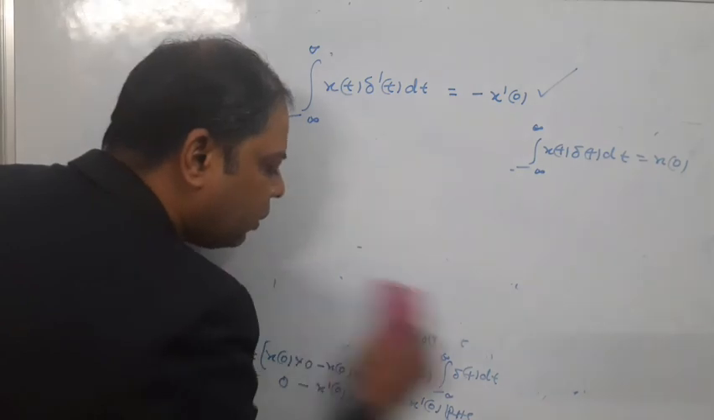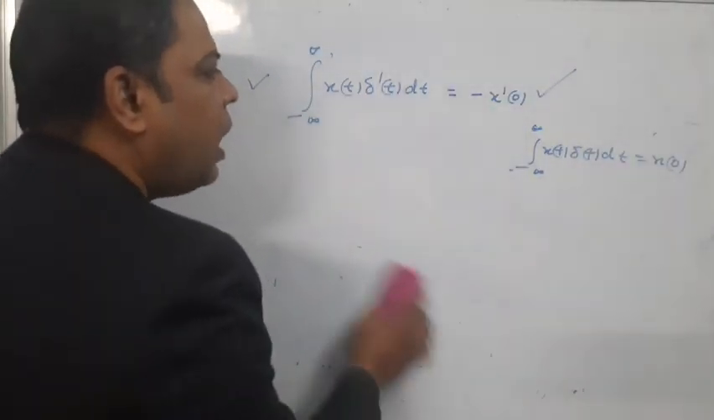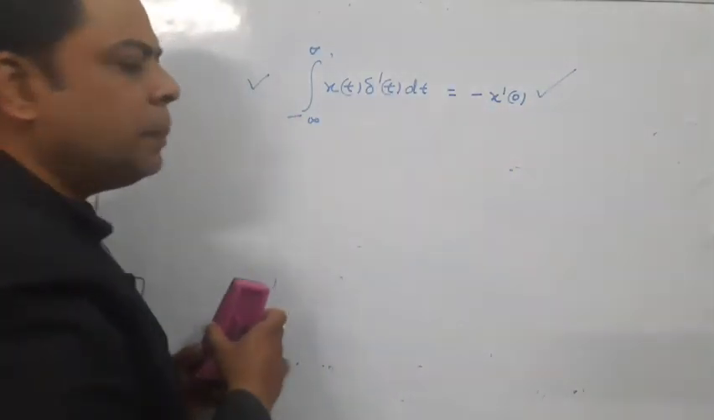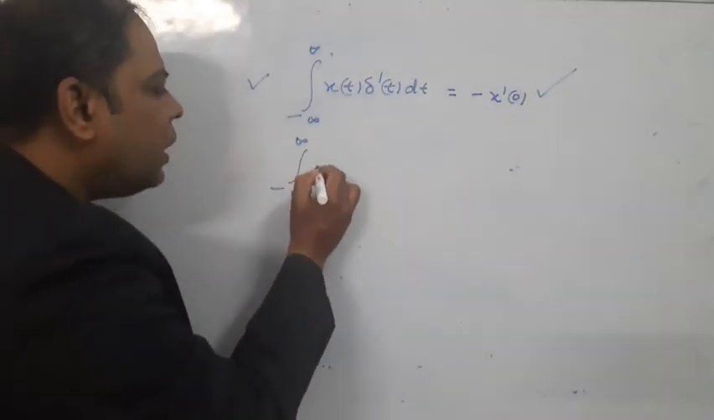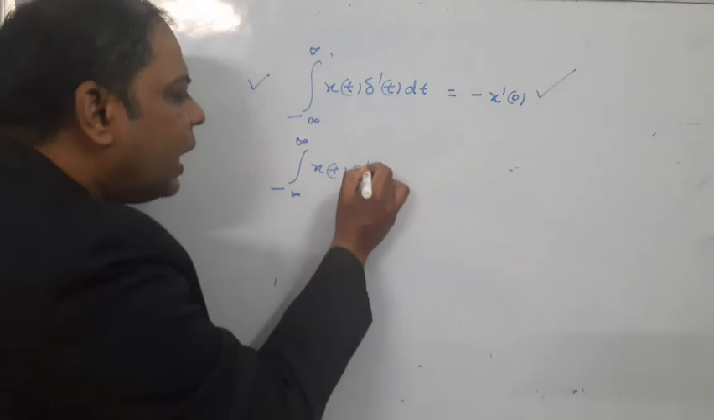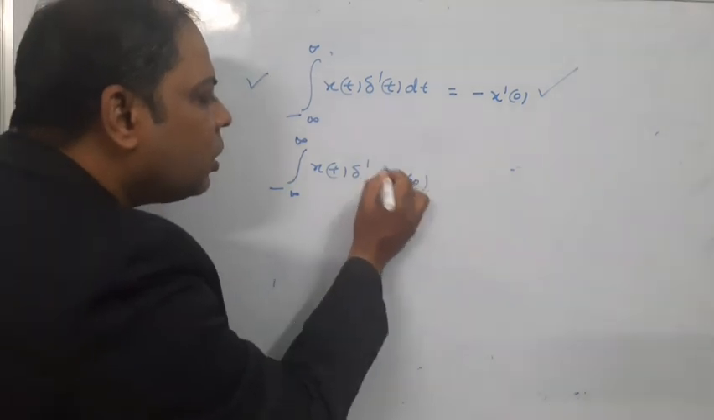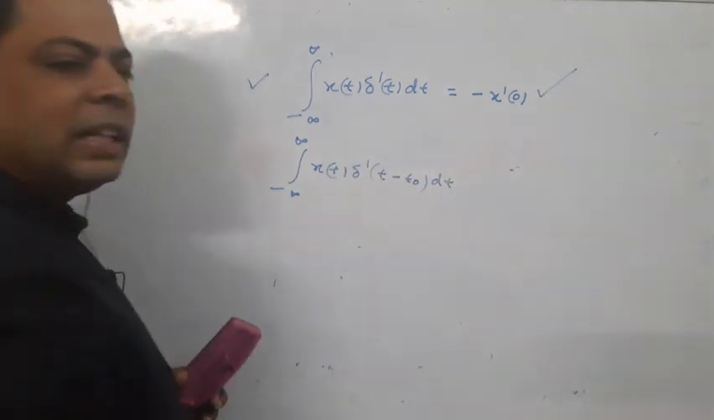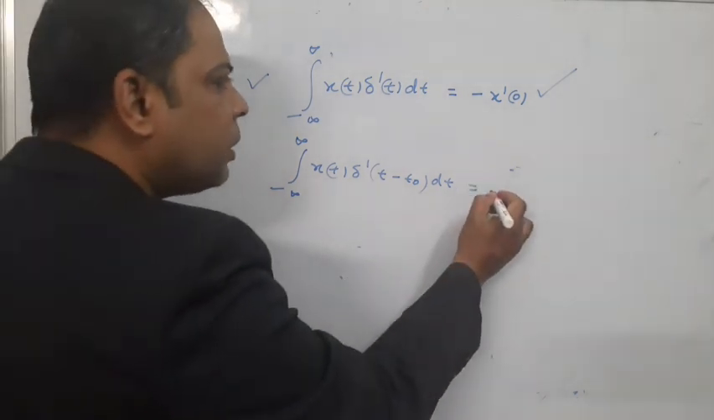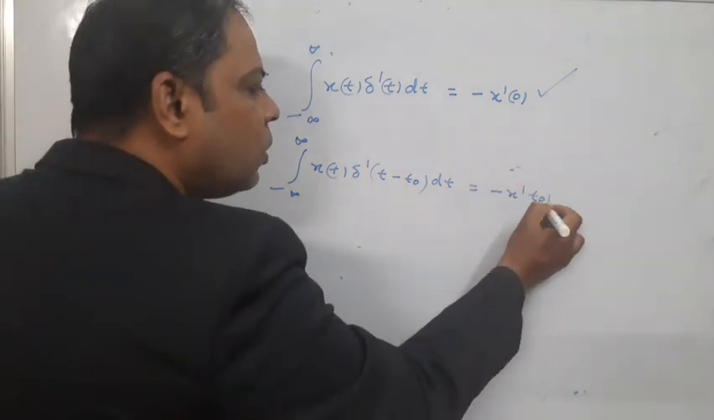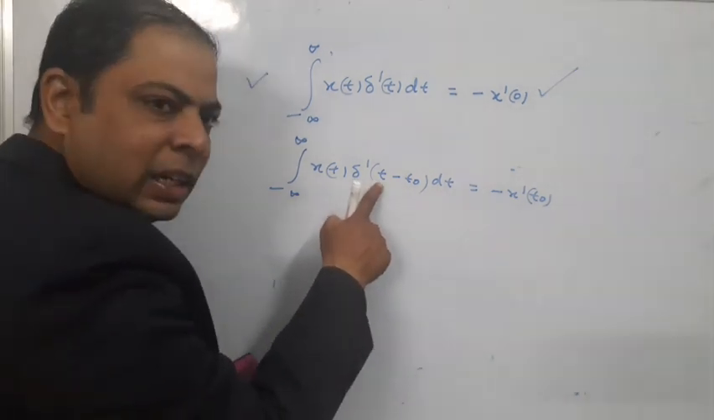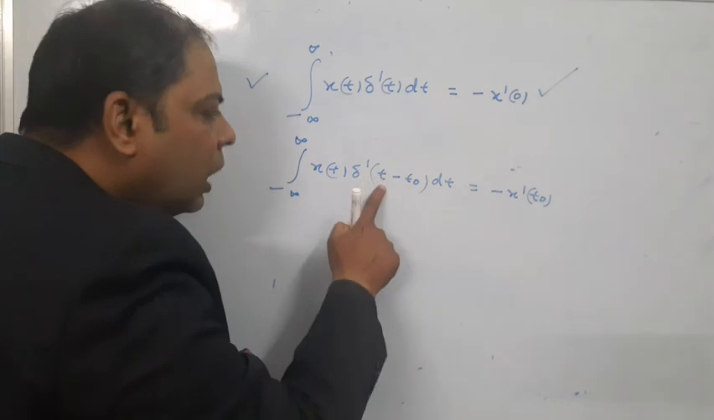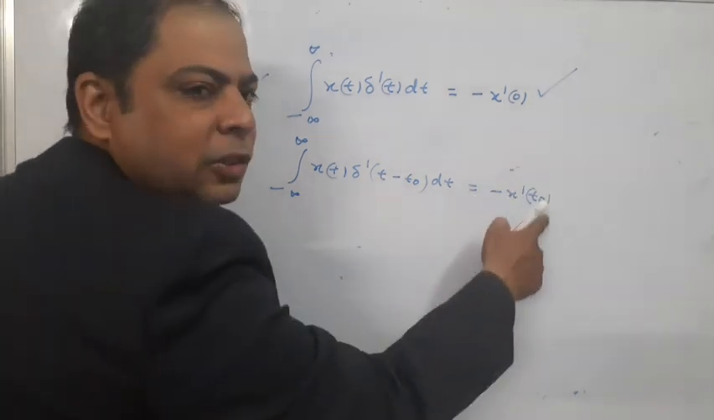Now look, let us do one thing: if I apply shifting here, that means integration from minus infinity to infinity of x(t) δ'(t minus t0) dt. Nothing else changes, the same result, that is nothing but minus x'(t0). Because if t minus 0 means t, then you get minus x'(0). So t minus t0 means minus x'(t0).